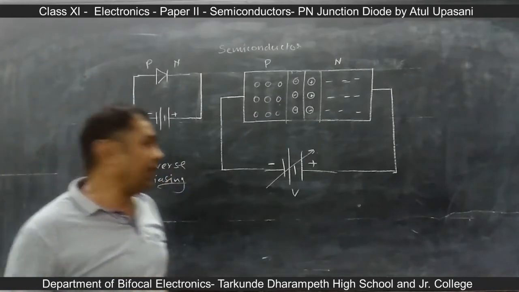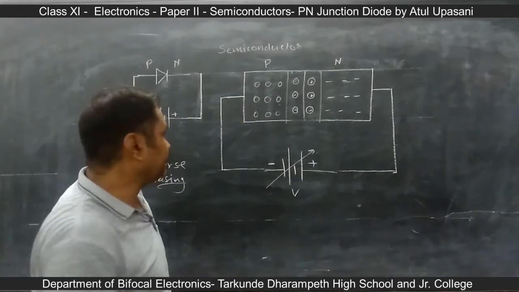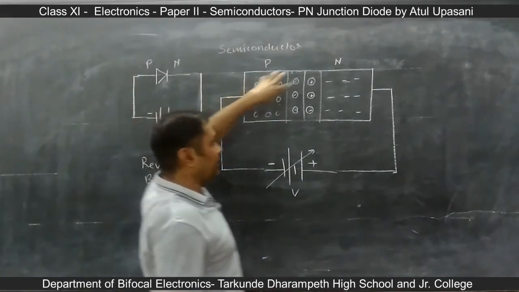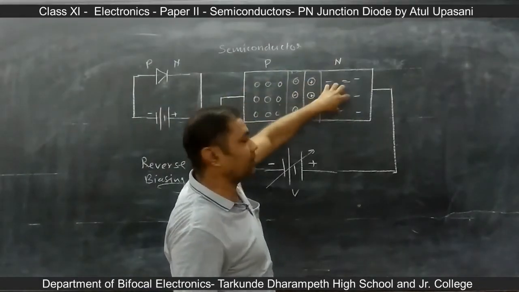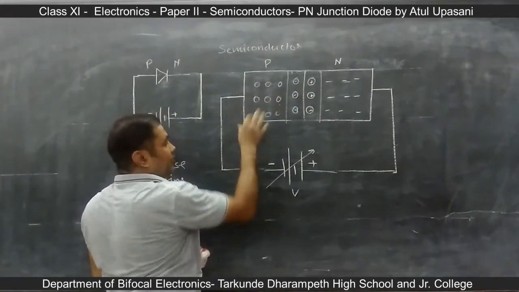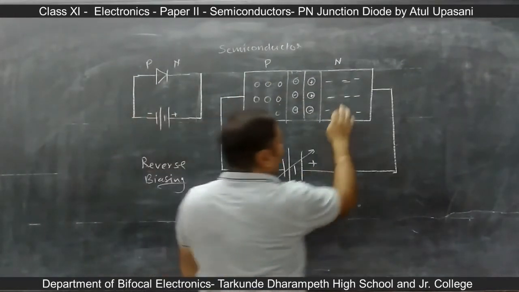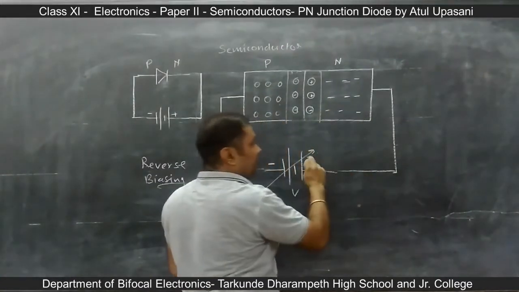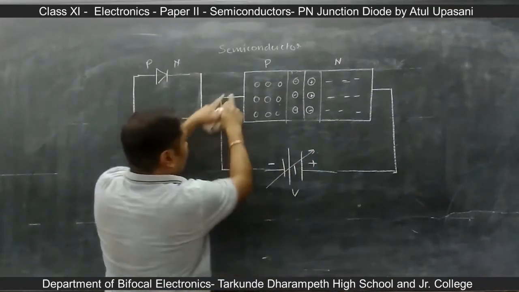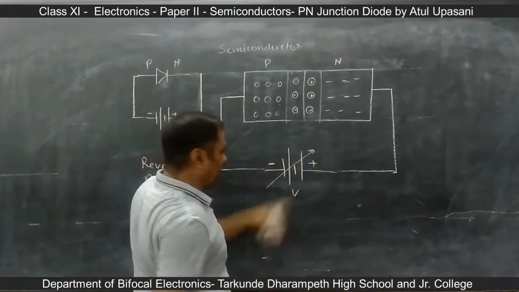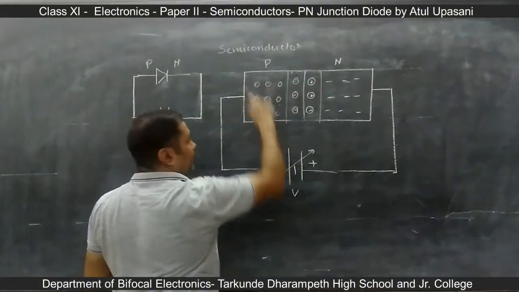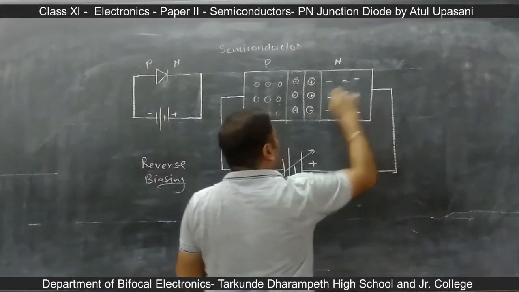Now let us see what happens to the junction in reverse bias. Here the holes are the majority charge carriers, and on the other side the electrons are the majority charge carriers. On the P side, we are increasing the electrons, and on the N side, we are increasing the number of holes. Now what is happening here? If the voltage is increased, these electrons will flow towards the P side and these holes will flow towards the N side.